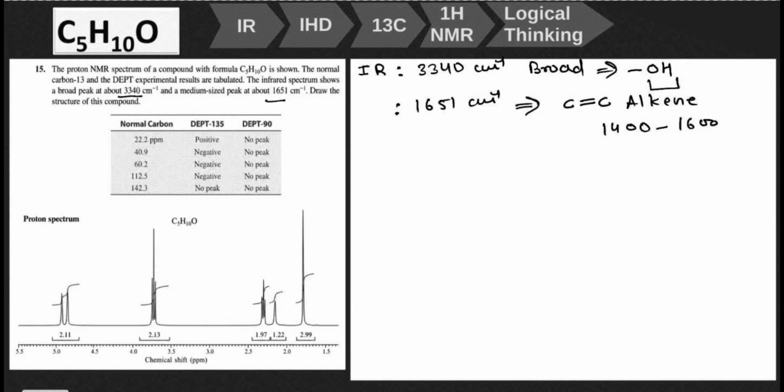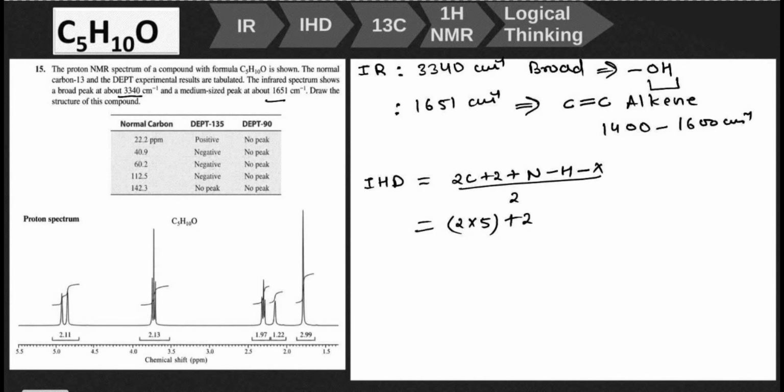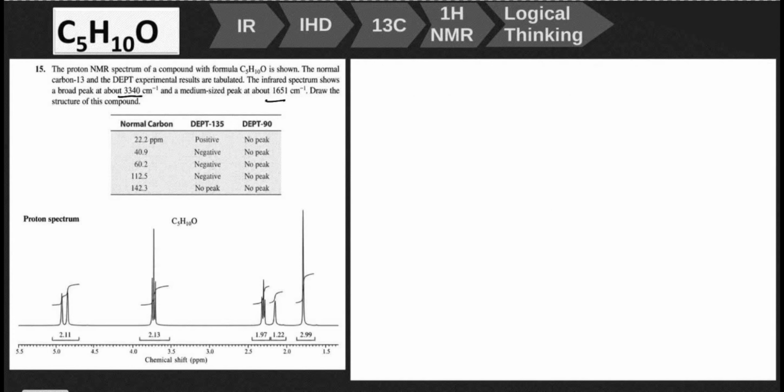to 1600 per centimeter. Okay, now we are going to calculate the index of hydrogen deficiency. The formula is 2C plus 2 plus nitrogen minus number of hydrogen minus halogen, divided by 2. So 2 multiplied by 5 plus 2 plus 0, minus 10 hydrogen, minus 0 halogen, divided by 2. So the index of hydrogen deficiency is 1 degree of unsaturation. It is very important to verify your index of hydrogen deficiency value one more time, because an incorrect value will mislead your whole structural analysis. This 1 degree of unsaturation we can attribute to the carbon double bond carbon of the alkene.